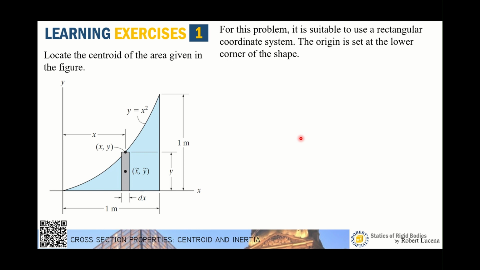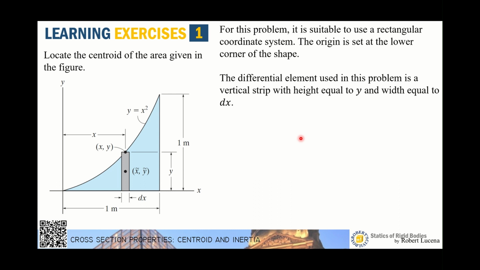So the first thing we do is use a rectangular coordinate system, as shown in the figure, because we will be using a differential rectangle having a width dx. This time I'm using a vertical strip. Now the differential element is the rectangle. The height is equal to y and the width is equal to dx.